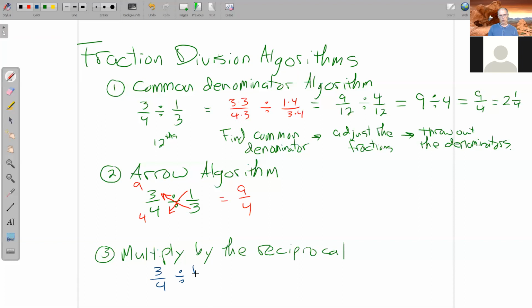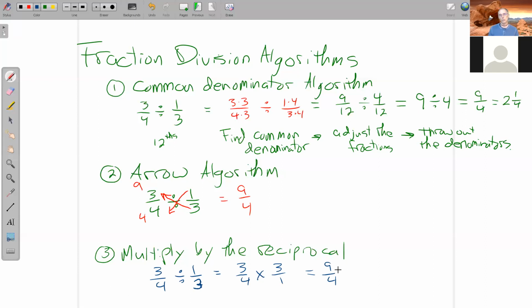3/4 divided by 1/3 is equal to 3/4 times the reciprocal, which is 3 over 1. And we all know how to multiply numerators, multiply denominators, and there's 9/4. That's supposed to be a 3 right there. That's a little better. So none of these algorithms explain why the answer should be 9/4. Why does this work? All they do is say, just do this and shut up and you get an answer.